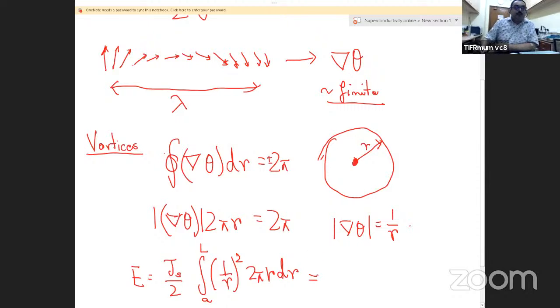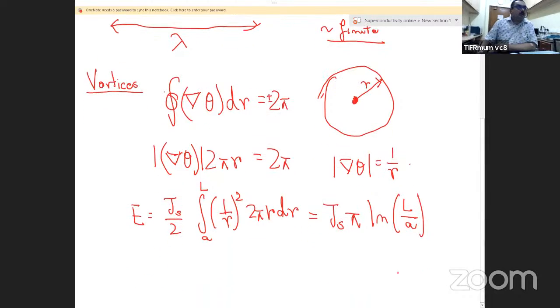Therefore, this will give me Js pi log of L by a. All right, what is the entropy? Now, if a is my lattice constant and L is the size of the system, then I could have placed the vortex anywhere, and the total number of sites is L by a whole square.